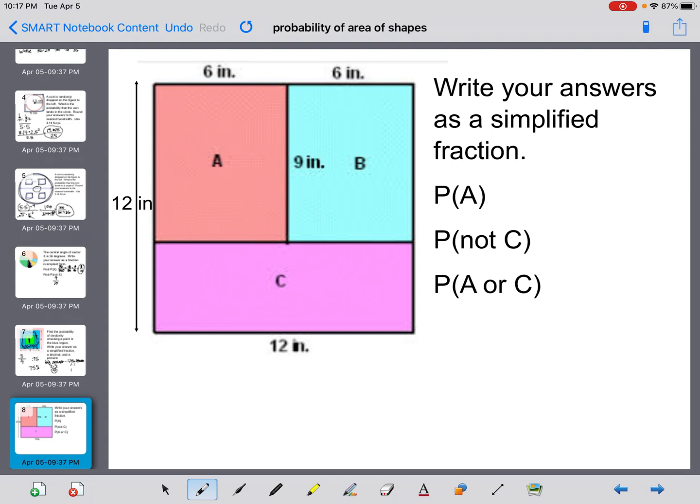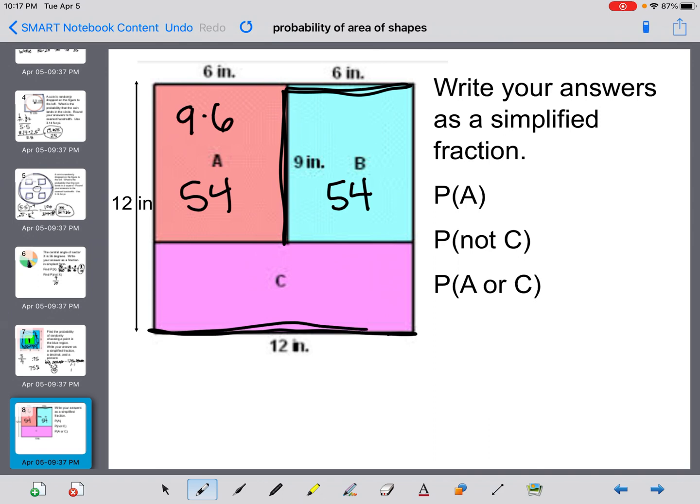Next one, I see 3 and actually 4 things happening. A red A rectangle, 9 times 6, right? Another 9 times 6 over here. And then a 12 by, did you say 3? 36?